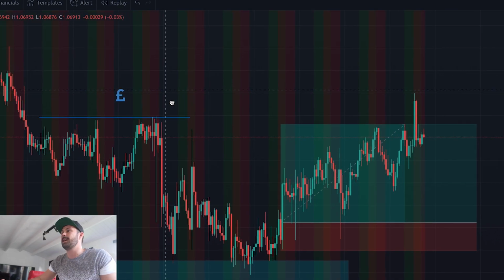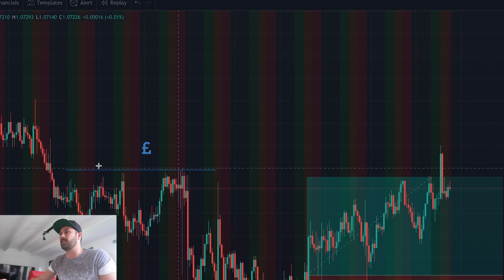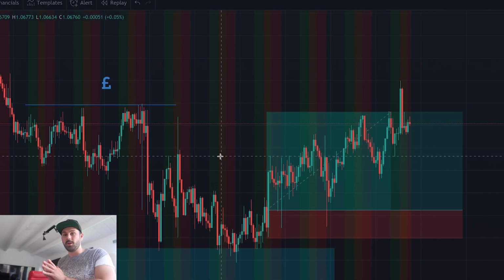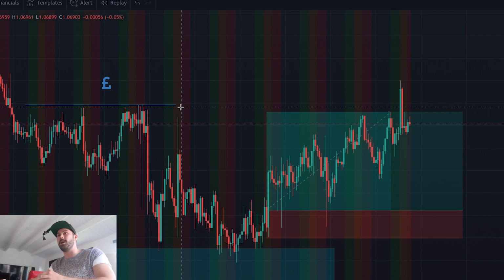People are going to be seeing that as a resistance, because look, bounce off once, twice, 3 times, multiple times, and a huge push away. So people are going to be seeing that as an area of resistance. So that gave me more confirmation price was going to go up.